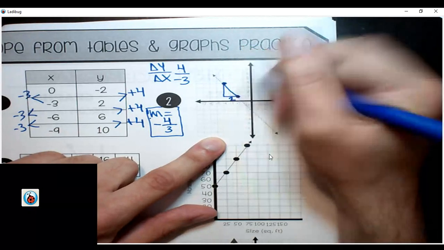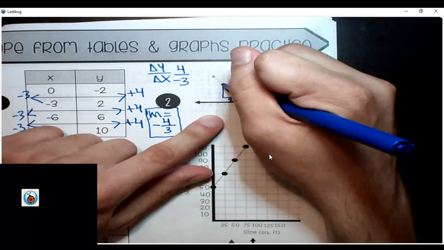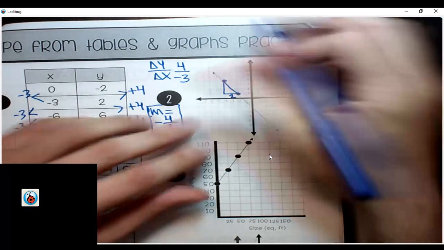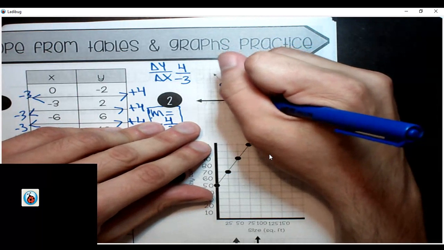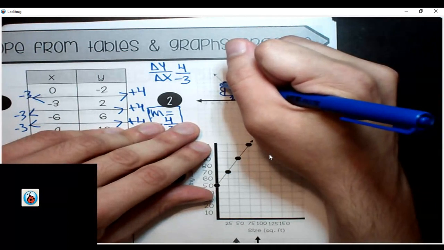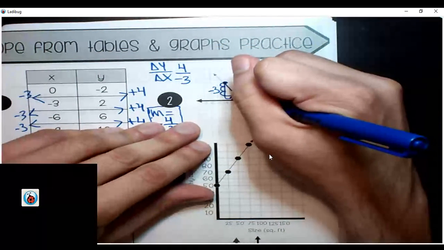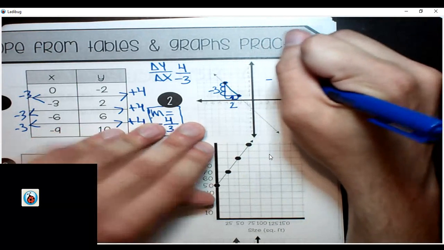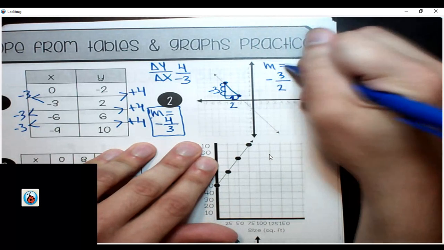So rise. Starting from here, this time the line is going down, so the rise is actually going down. Heading down, you're going 1, 2, 3 units. So that's -3. And then over to the right, 2 units. So your rise over run would be -3 over 2. So M equals -3/2.